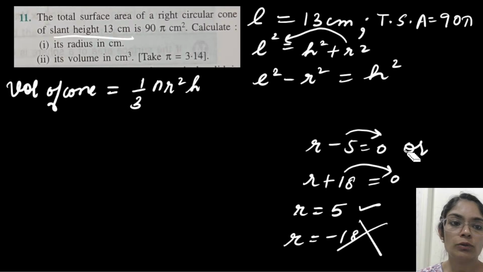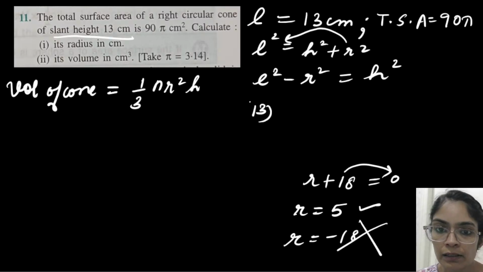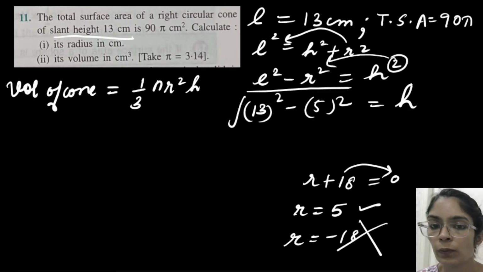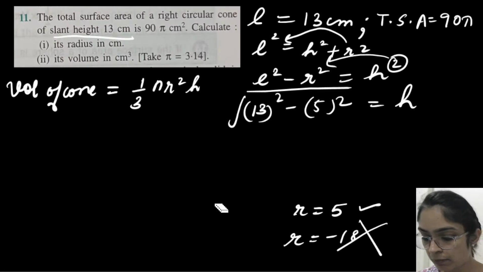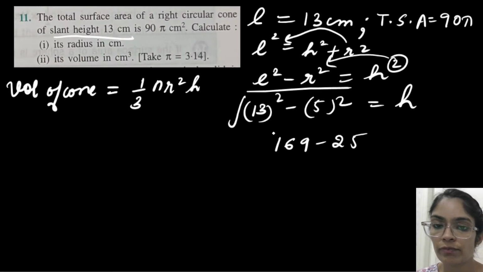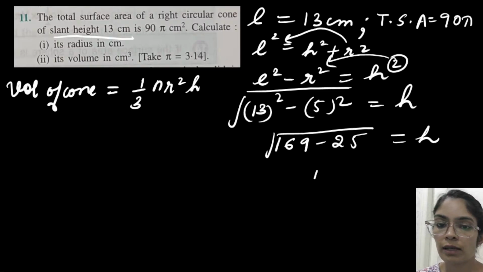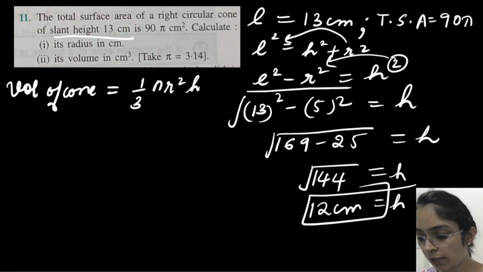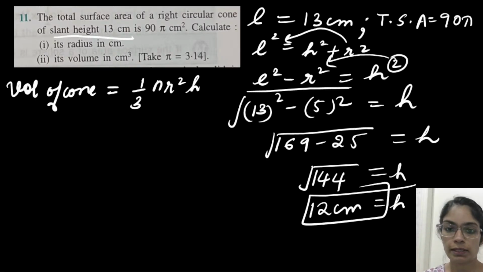So let's substitute their values now. The slant height's value is 13, so 13 square; r's value is 5. Because this square also shifts to the other side, it becomes a square root. So what will be the value of height we will get? Height is equal to 12. So let's simplify: 169 minus 25, square root. When I simplify, the square root of 144 is equal to 12. So height we get is 12 centimeter.